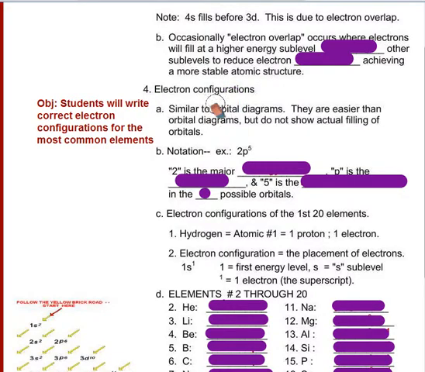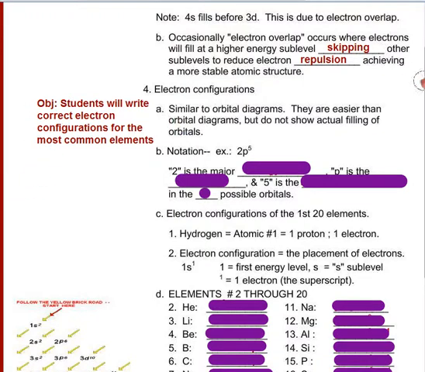Okay, now you may have noticed in the previous diagram that 4s actually fills before 3d. This is because there's some electron overlap, and the energy of a 4s sublevel is actually less than the energy that it takes to go into a 3d sublevel. And it just occurs because as we're adding more and more levels and we have simple wave patterns and complicated wave patterns, there's just a little bit of energy overlap right there. Now, occasionally this occurs when electrons will fill in a higher energy sublevel, skipping other sublevels to reduce electron repulsion, and this achieves a more stable atomic structure.